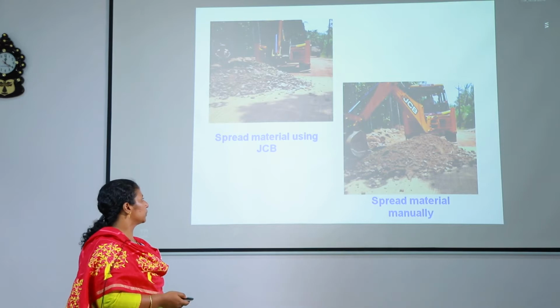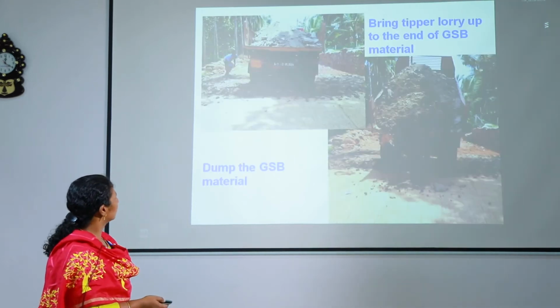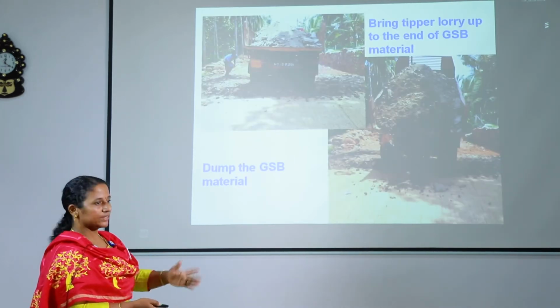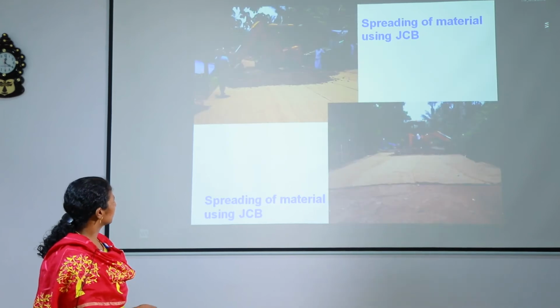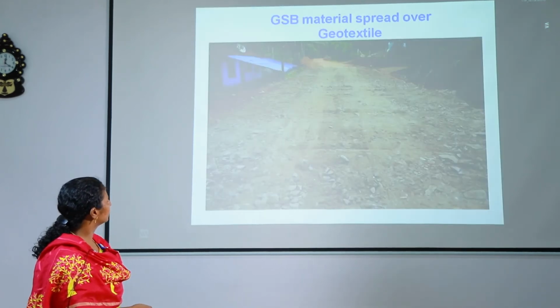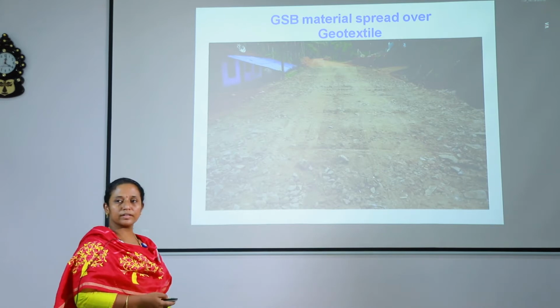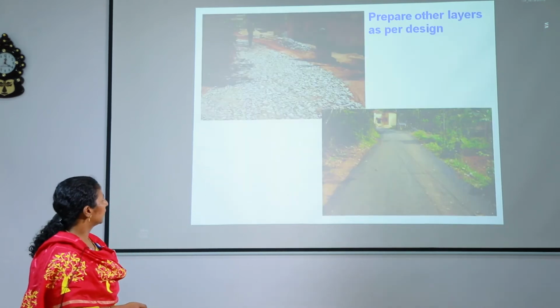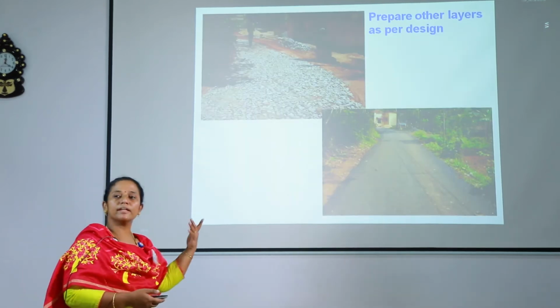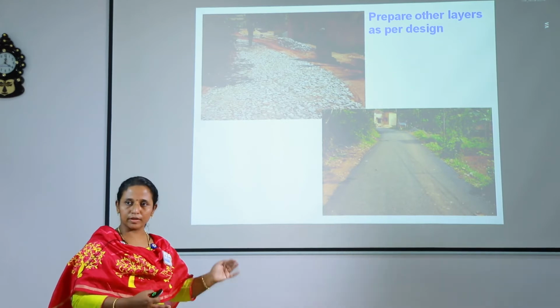Spreading of the material using JCB. Then the material is laid to the next stage. The GSB material is spread over the whole geotextile part. Next we can prepare the other layers as per the conventional design of the road.